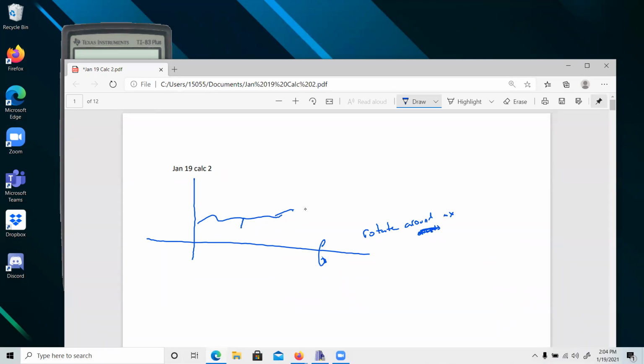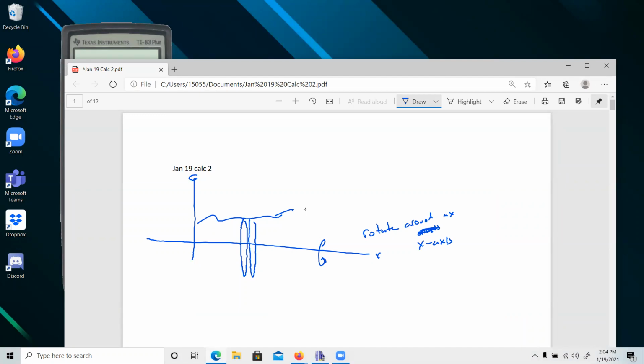Now, normally, the normal problem you do is around the x-axis, but there's no reason why it can't be around the y-axis or some other axis. But what we're trying to do here is rotate this thing around this axis here.